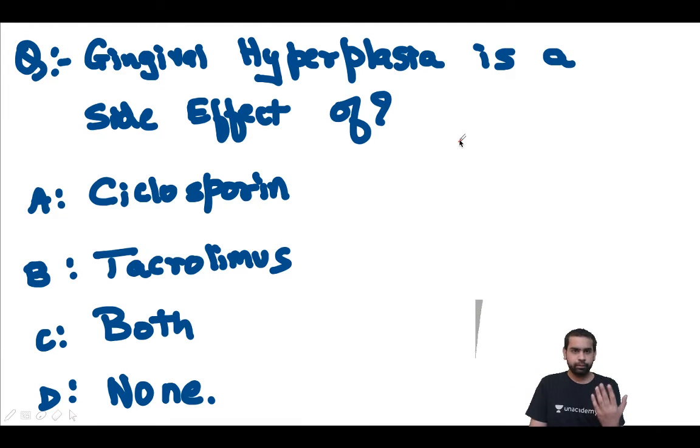Now, gingival hyperplasia, this is a side effect of cyclosporin, tacrolimus, both or none. Okay, so you know that calcineurin inhibitors basically are responsible for the hirsutism and the gingival hyperplasia. What I'm trying to ask here is, gingival hyperplasia is basically a side effect of which drug? Is it a side effect of cyclosporin, tacrolimus, both or none? So what is the answer, guys? I'm waiting for your answer. Can you please tell me? Whoever is online, please do tell me, guys, what is your answer?